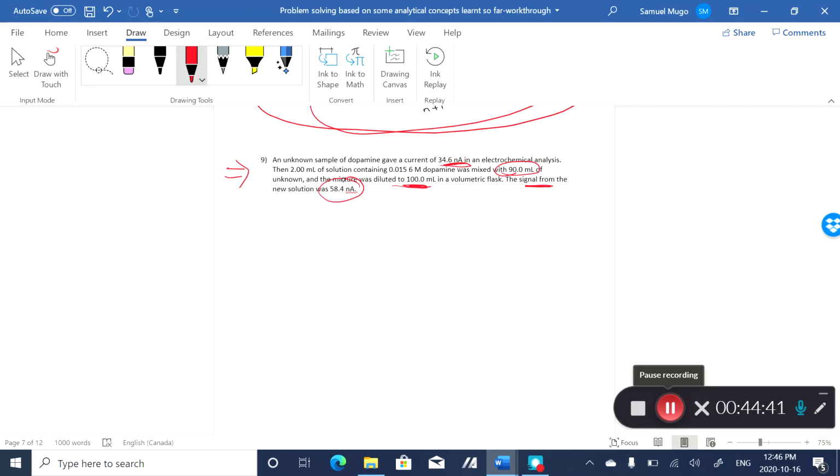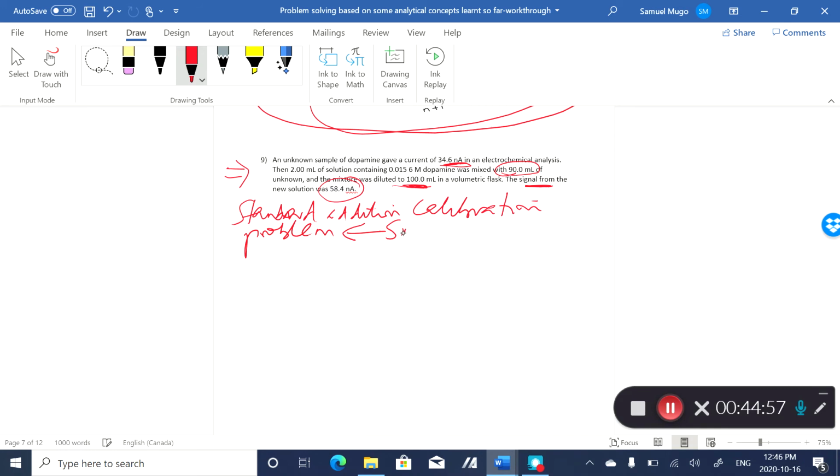So take note that this is a standard addition calibration problem. And you've already done this in the lab, but the only difference in this case is that this one is a single point calibration. You don't have a series of standards like you will do with the AAS lab. But in this case, it's a single point calibration.